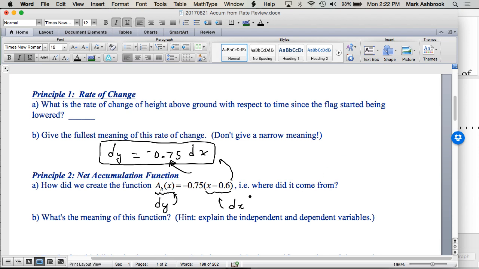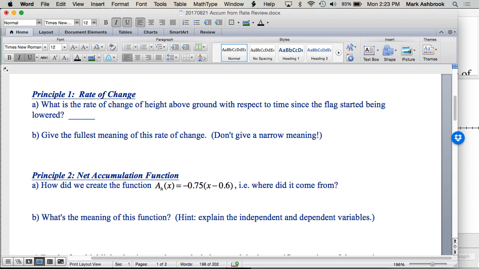So the meaning of the function is, the independent variable is x, time since the flag started heading down. And the dependent variable is change in height. Which change in height? Since 0.6 seconds after the flag started lowering. So it's the change in the height starting since it was 0.6 seconds after we started lowering the flag. That's our dependent variable.